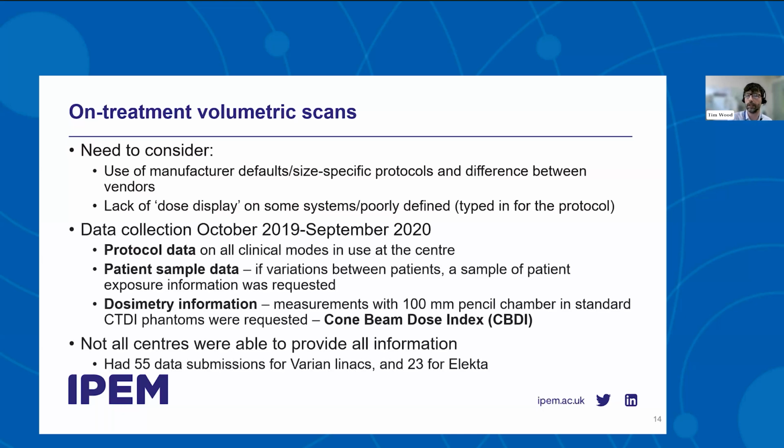So we collected data through 2019, 2020, and we asked for 3 key pieces of information. The first was protocol data on all the clinical modes that centres used. So the kVs, the trajectories, the filters they used, all those sort of parameters. We asked for a patient sample where that was applicable. So if people varied from that default protocol, or they had a range of protocols available, we asked for a sample of patients so that we could analyze the data to work out what was the normal, most frequent protocol we use, the standard patient protocol. And then we asked for some dosimetry information.